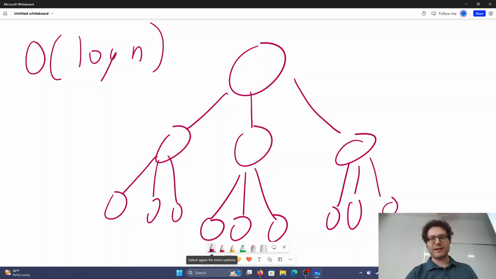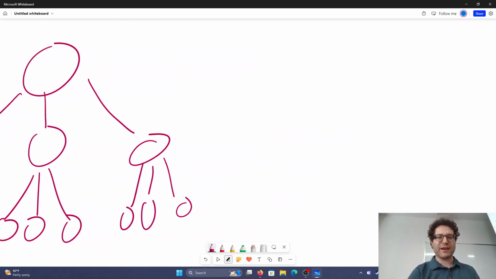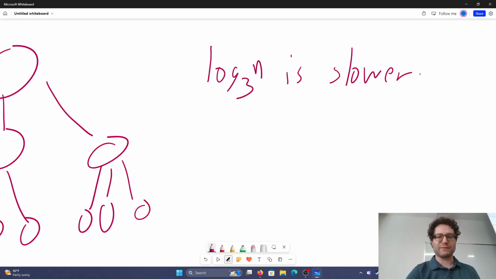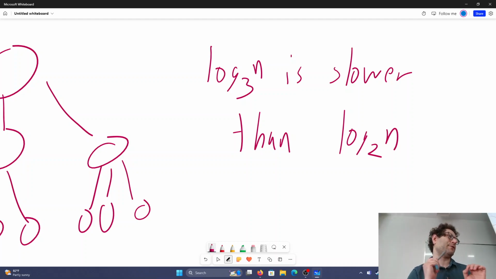However, that being said, I've had people say that the general thing that got people only 3 points was people saying log 3 of n is slower than log base 2 of n, and that is false. Log 3 is faster. Log base 3 is faster.